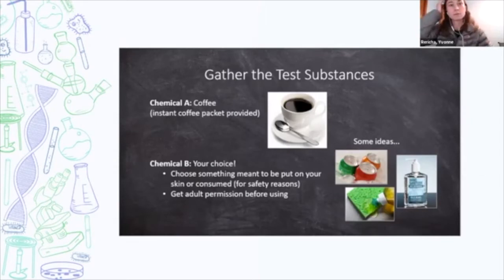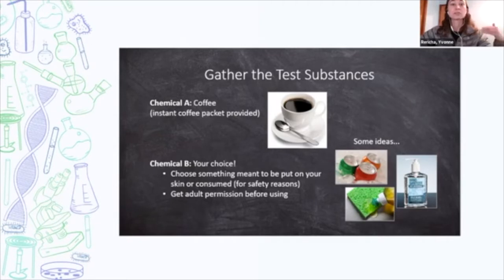Thank you. So we asked the students to gather all of their substances together. And so that entails preparing the instant coffee that we provided in the kits. And then we also have the students select a chemical B of their choice from around their house. So this way they can choose something that they're really interested about investigating the toxicity of, and then they can include it in their experiment, which adds a fun element.